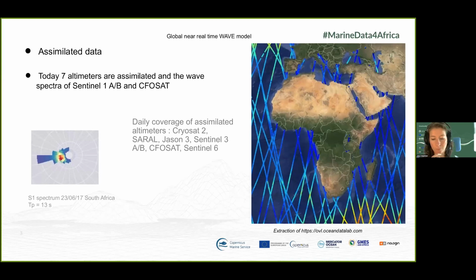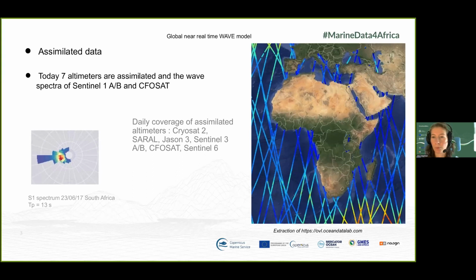We use two kinds of data. The first one is the altimeter data with the L3 products. We have seven altimeters in near real time that provide the significant wave height worldwide. You have here an example of a coverage of this data for one day. We have the luck to have such a constellation of satellites, so it permits us to have a very good coverage.